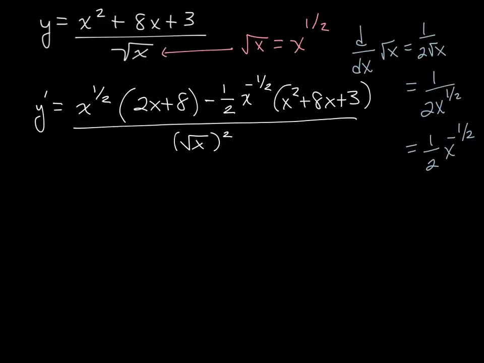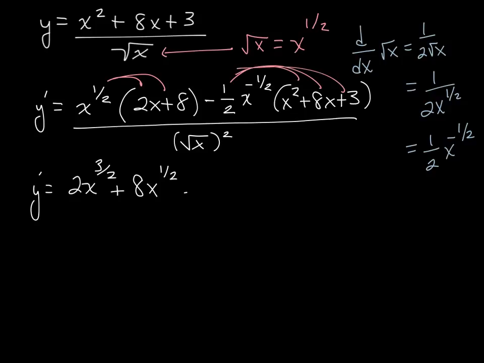So far so good. Now I'm going to start doing my distributing. So that's going to take you back to remembering when you multiply with same bases, you add the exponents. So x to the 1/2 times 2x is going to be 2x to the 3/2, because that's 2x to the 2 over 2, right? And then plus 8x to the 1/2. Now I'm going to distribute this.